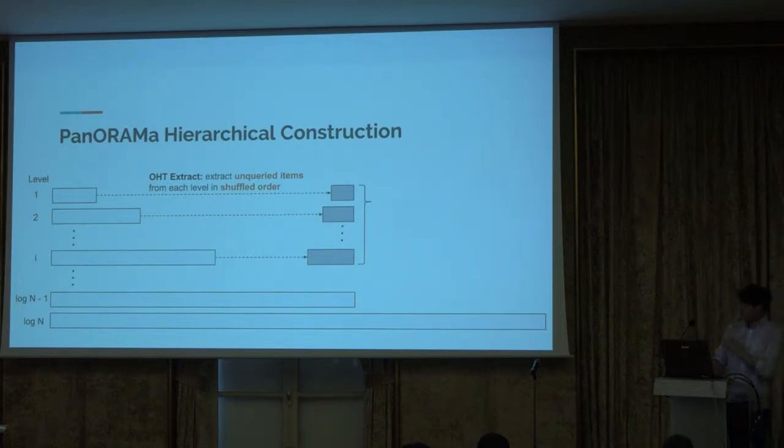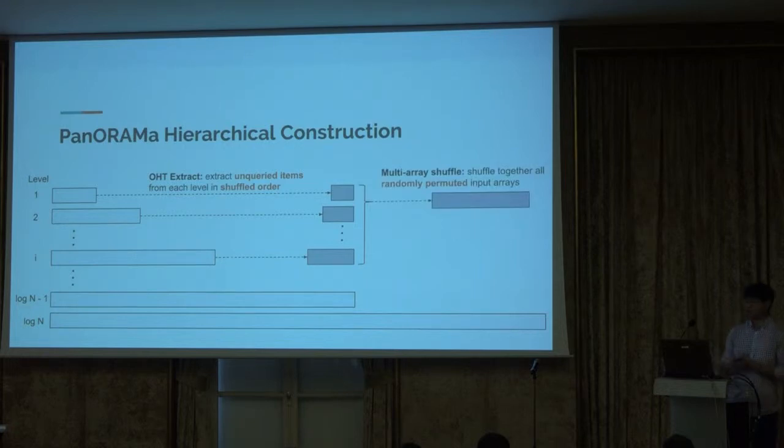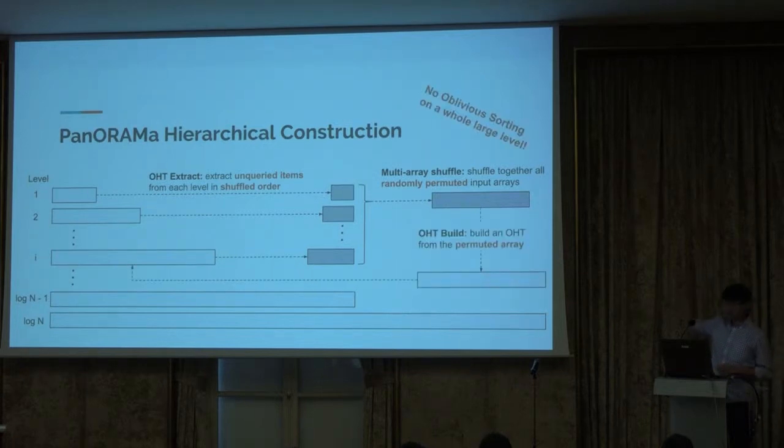So the first part of our oblivious hash table that we consider is this extract part, where we take all unqueried items and shuffle them. The second is this multi-array shuffle. What happens now is that the adversary sees these various arrays that are perfectly shuffled, let's assume. What you want to do now is somehow combine them into one input array that's perfectly shuffled already. And finally, assuming you have this from the multi-array shuffle, we have to somehow build an oblivious hash table in an oblivious way from a permuted array. It turns out we can do all three of these things without ever using an oblivious sort on a huge level. In essence, we avoid this extra log n factor that's inherent in all previous ORAMs.